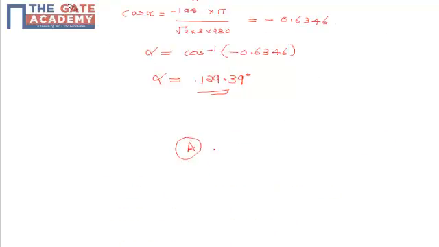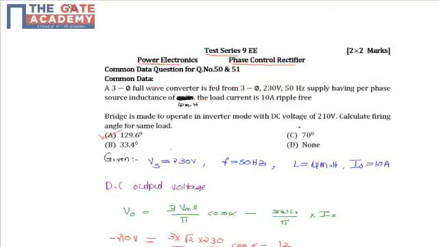Option A. In this session, we have studied how to calculate the value of firing angle when the bridge is operated in the inverter mode with the DC voltage of 210 volts.